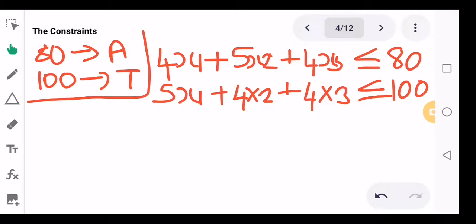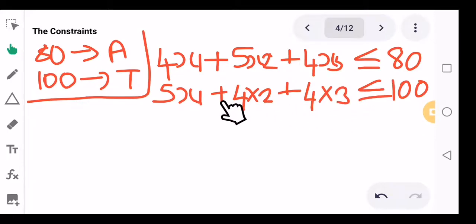Now the next constraint is with regards to testing. You require 5 hours for testing x1 cars of model A. You require 4 hours for testing x2 cars of model B. You require 4 hours for testing x3 cars of model C.